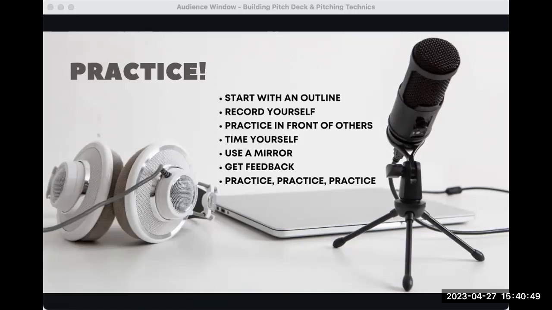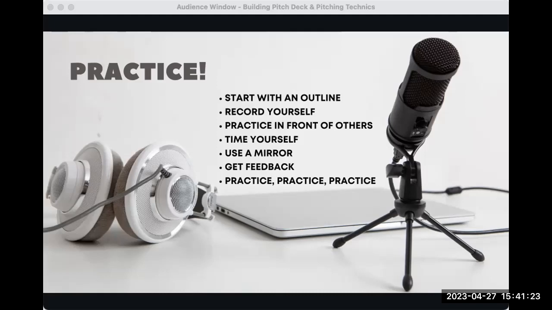Start with just a pitch and understanding how you're talking, what you're talking about, and so on. And then use a timer. Don't start just with a timer, because it's going to be overwhelming for you. Then use a mirror. Practice your pitch in front of a mirror so you can see your body language and facial expressions. This will help you convey confidence, enthusiasm.